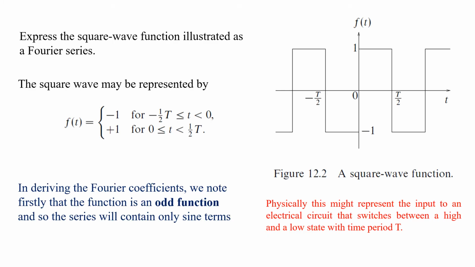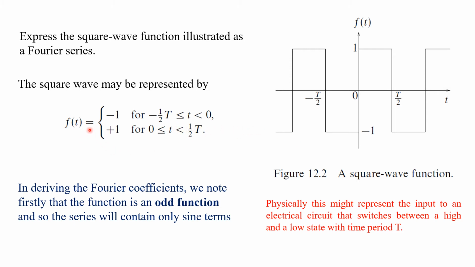Let's have an example. Express the square wave function illustrated as a Fourier series. So we have this square wave function here, and what we are asked is to express this one in terms of your Fourier series. The square wave may be represented as the following.